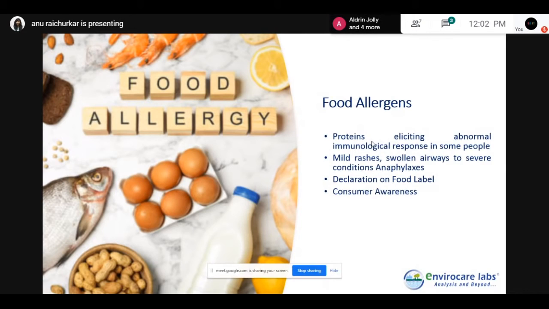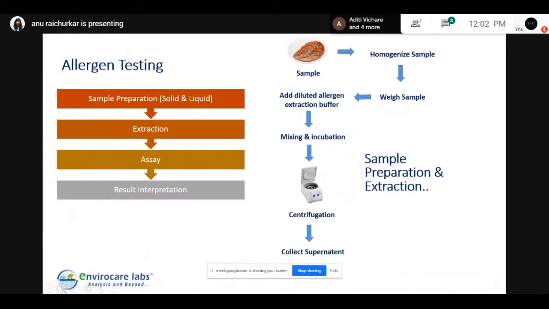There are many laws also. Even FSSAI, in the labeling declaration, has mentioned that you need to declare the allergens if at all they are present in your product, so that when consumers read the food label, they are aware of what they are consuming. If a particular person is allergic, then he can take a call whether to consume the product or not. That is why it is very important.